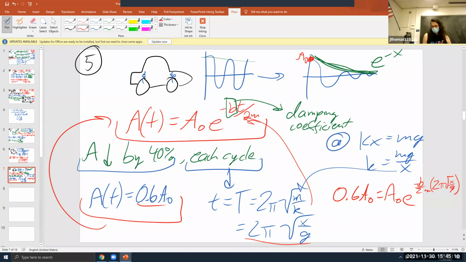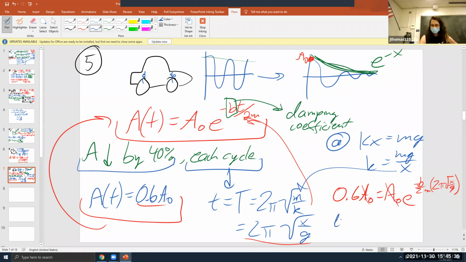A lot going on there. Ultimately, we need to solve for the damping coefficient b. So I'll just mention we're going to cancel out A naught. We need to get b out of the exponent of the exponential. How do we do that? Good, natural log. I just wanted us to all say those words out loud so that we know that we need to do a natural log here.